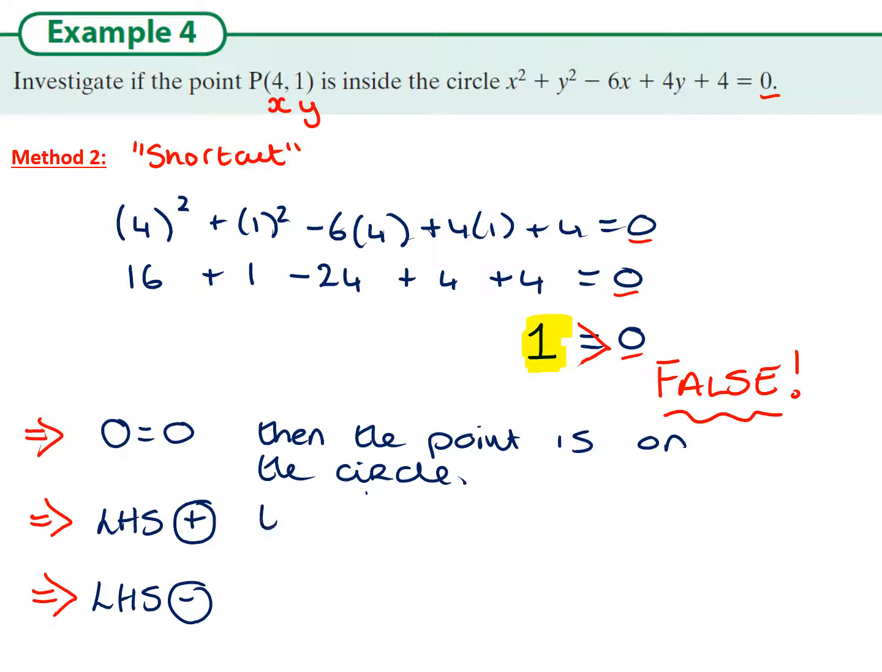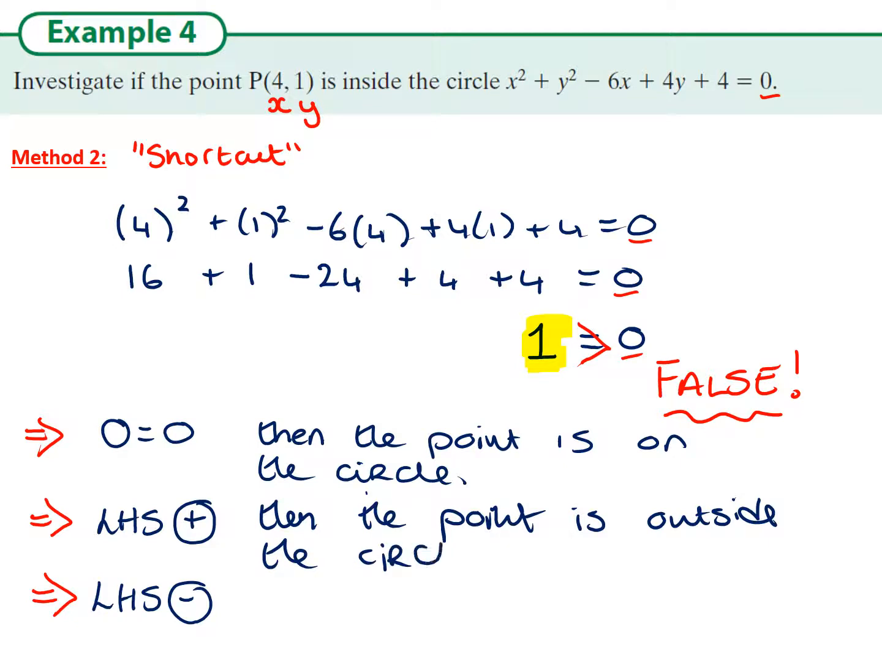So if the left hand side is positive, then the point is outside the circle. And why it's outside is because effectively what we've done is we've subbed into the equation, which is like the distance formula, because that's where it was derived from, and that distance was bigger than 0. So effectively we worked out that that point was further away. The last thing is if the left hand side is negative, then the point is inside the circle.